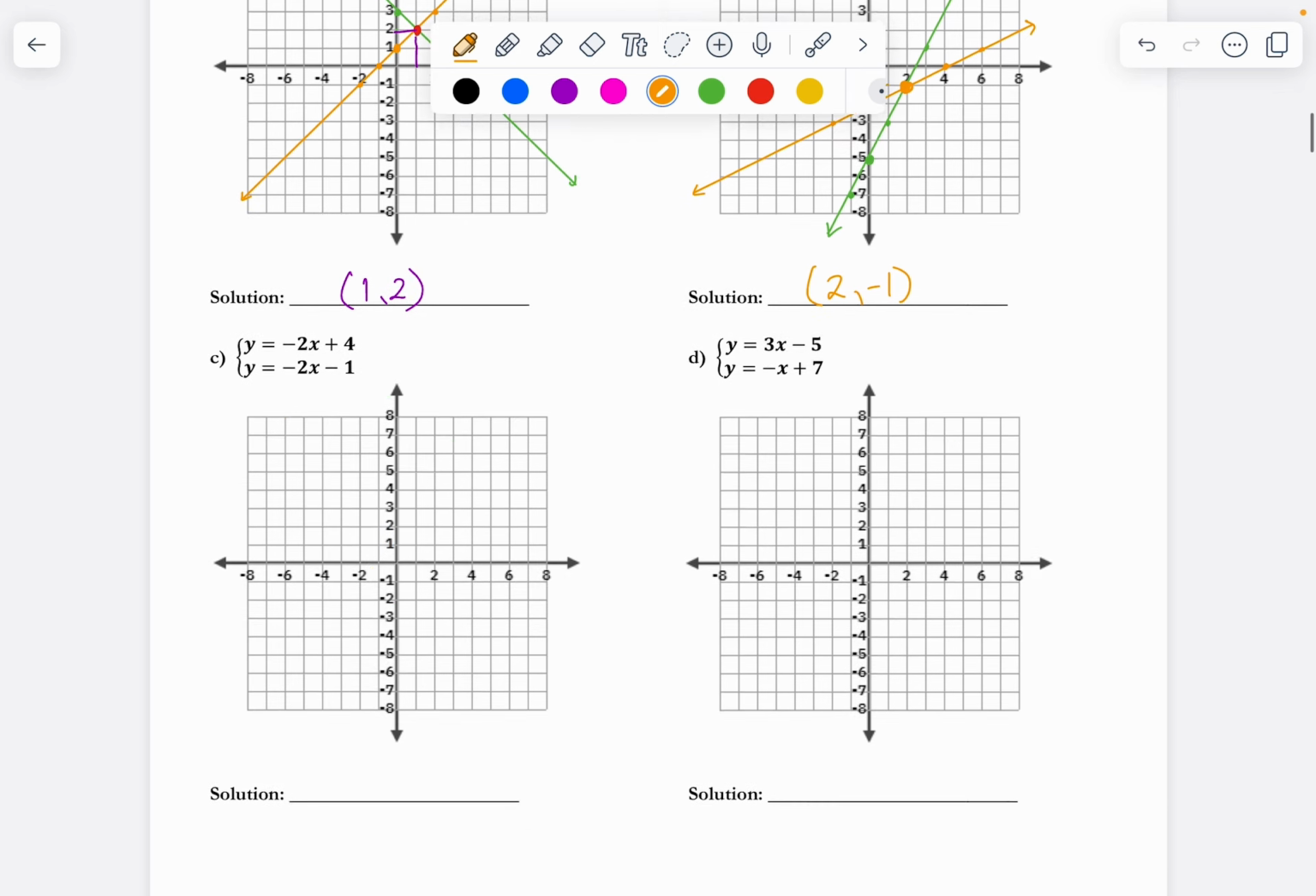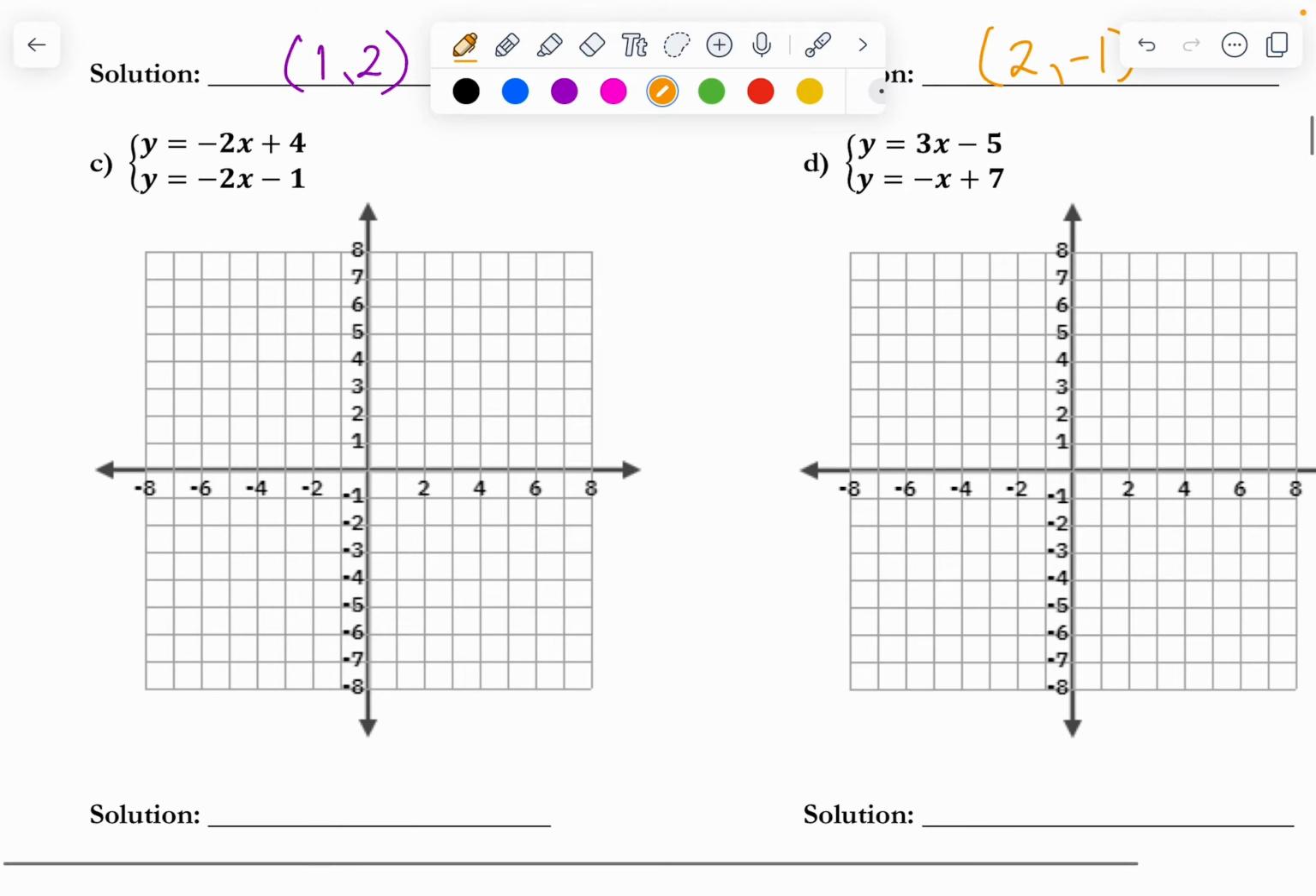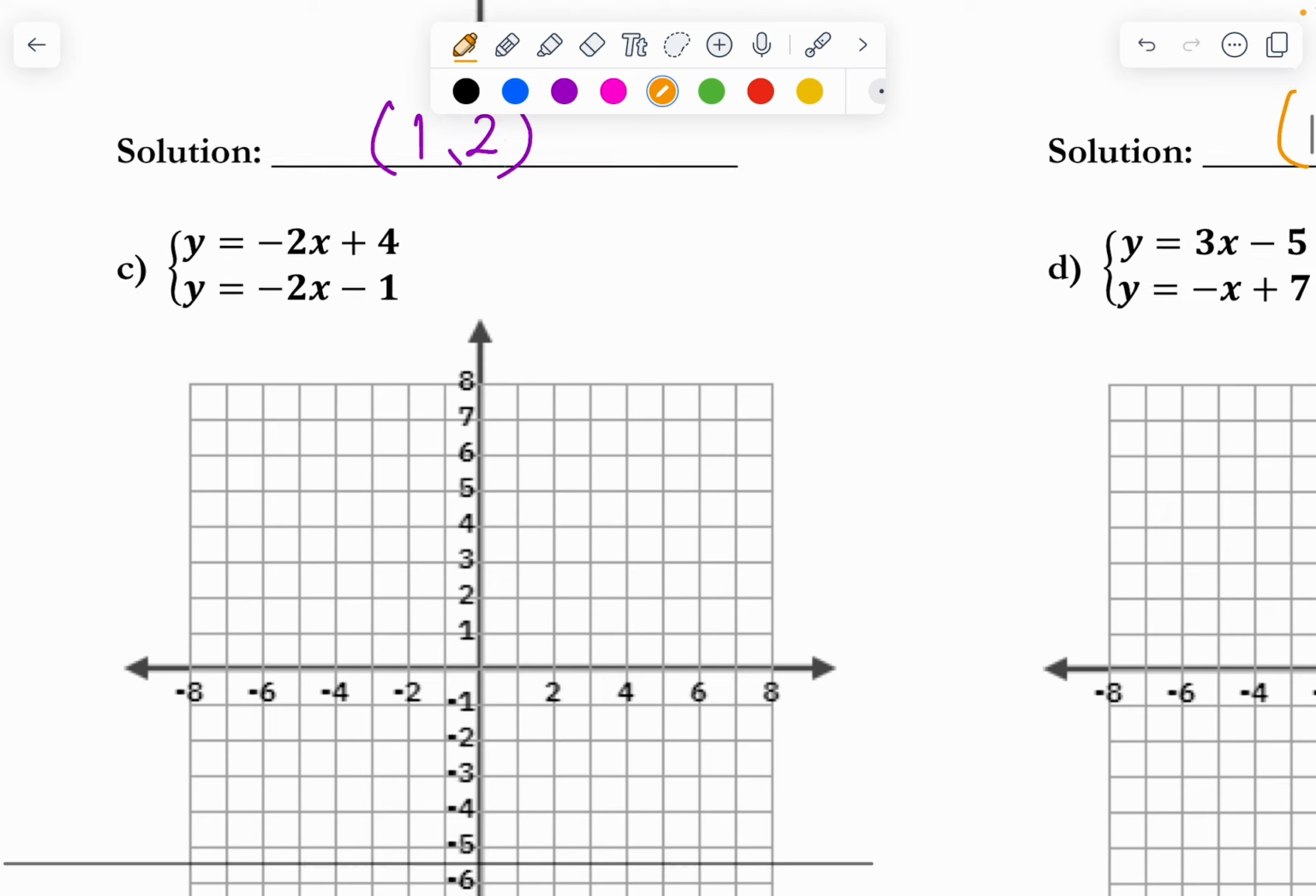Now let's go ahead and move on to C. Right away, one thing that I noticed is that this system has the slopes of negative 2. They both are negative 2. So again, let's keep going. Green for the top one, orange for the bottom one. So right away, I know that when we talk about lines, if they have slopes that are the same, congruent, they're going to be parallel as long as they have a different starting point.